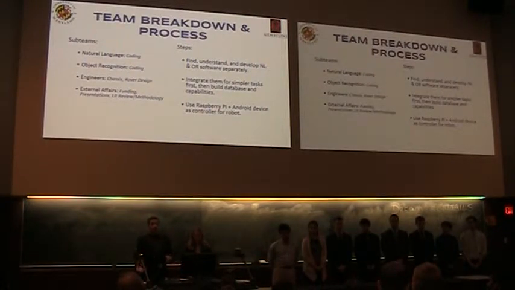To do what we want to do, obviously, we need to find, understand, and develop the natural language and object recognition software, which is not an easy task, it's very dense. We then want to integrate them for simpler tasks and build the database. That's our primary goal. And then once we do that, we want to be able to control it using nothing but wireless, Bluetooth, stuff like that. We don't want it hooked up to anything, so it can be mobile and assistive.